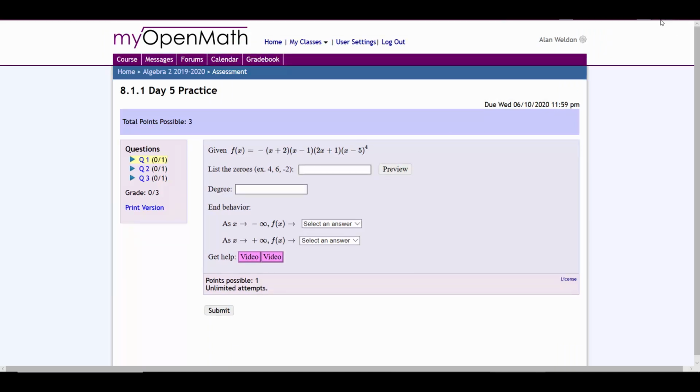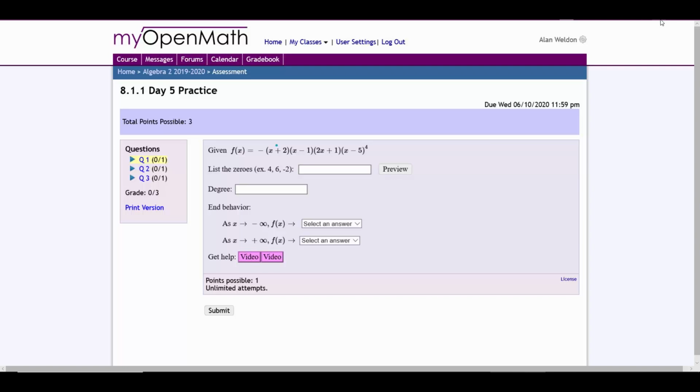Get my pen here, and well, we got a polynomial going on here. So we've got x plus 2, x minus 1, 2x plus 1, and x minus 5. So it is in factored form. Those are our linear factors. And notice they say they want the zeros. So just the numbers, just the values of x that make zeros in each of these things.